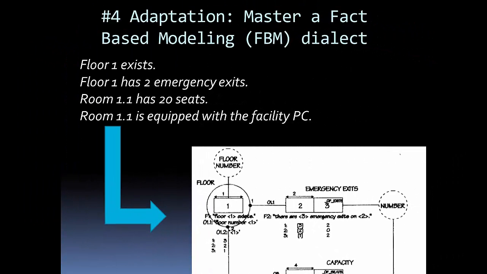The fourth adaptation is to master a fact-based modeling dialect. So what is fact-based modeling? Fact-based modeling is a technique of building designs based on using semantics instead of structure. So you know how we traditionally would build a data model.